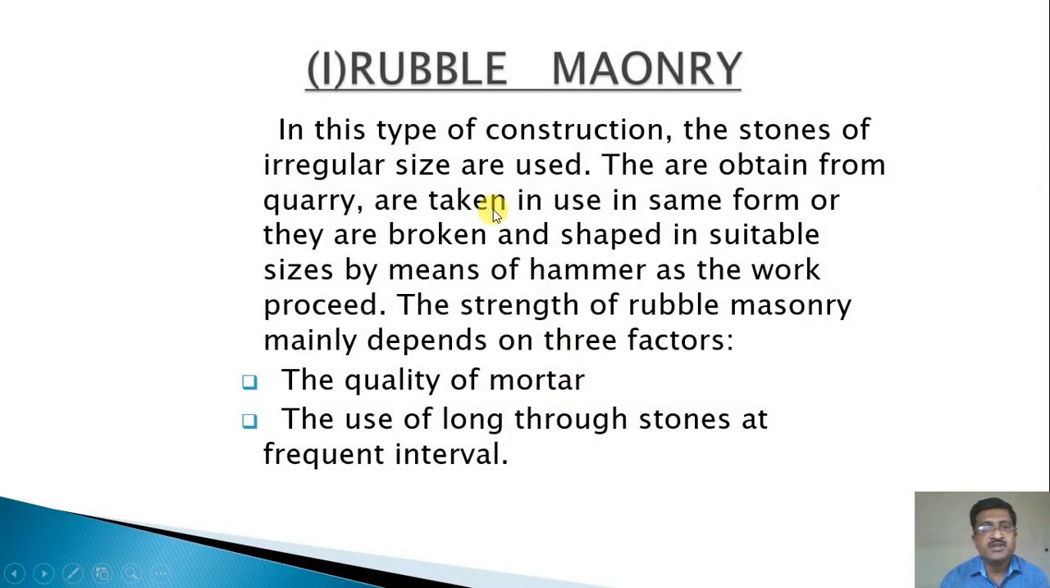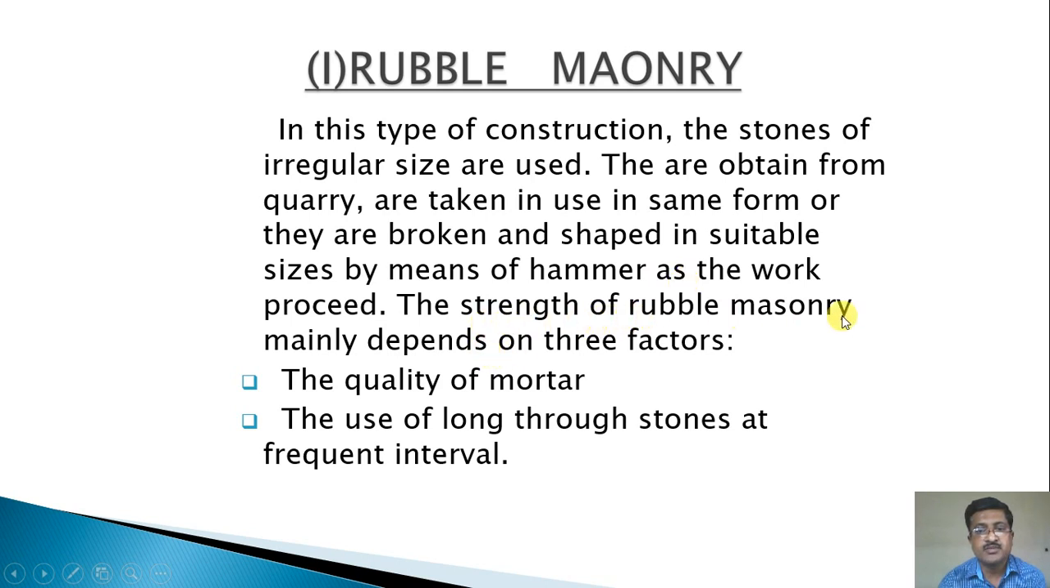So, continue with the rubble masonry. In this type of construction, stones of irregular size are used. They are obtained from the quarry and taken into use in the same form, or they are broken or shaped into suitable sizes by means of a hammer as the work proceeds.